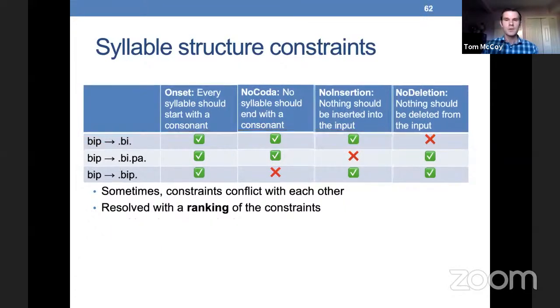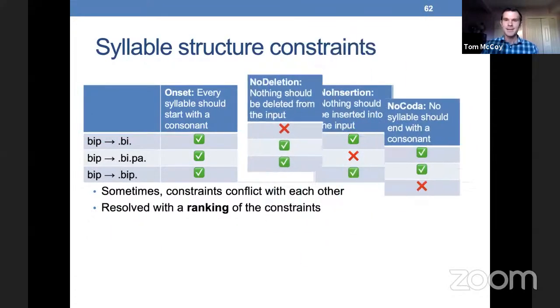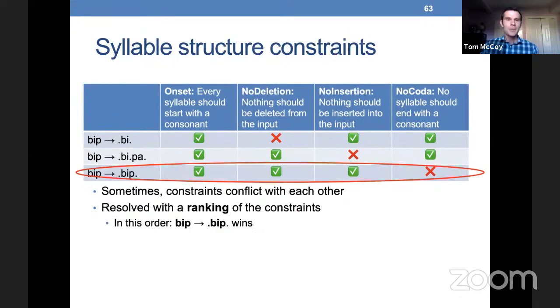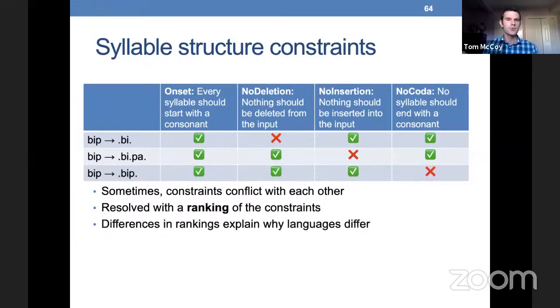However, if we reorder the constraints using some very sophisticated animation, now the third mapping will be the one that wins because now it's the one with the least serious constraint violation. So this example illustrates how differences in the constraint ranking explain why languages differ in the mappings that they allow.